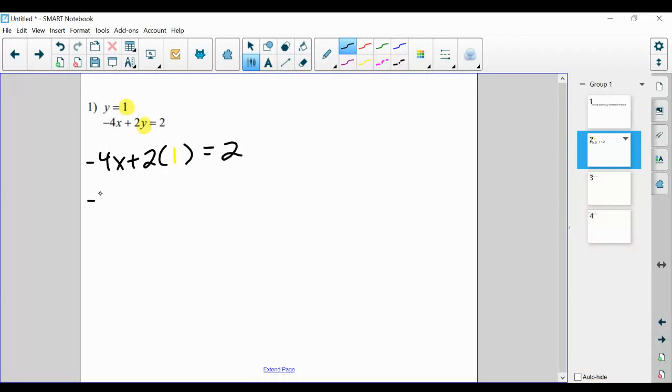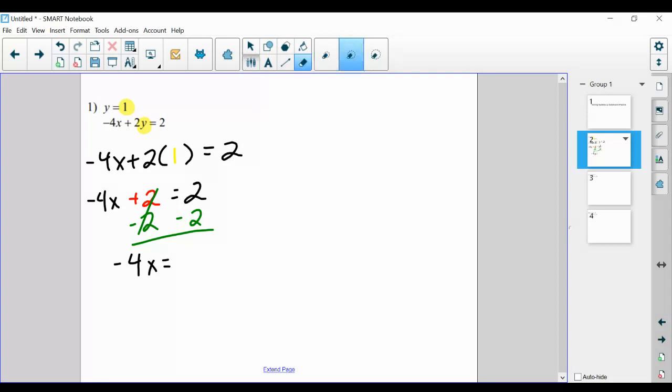We can simplify. 2 times 1 is positive 2. And we drop everything else down that we aren't working with yet. Well, we want to get that negative 4x all by itself. We want to eventually get the x by itself, but we need to isolate the term that has our variable. So we're going to subtract 2 on both sides. Therefore, we end up with negative 4x is equal to 0.